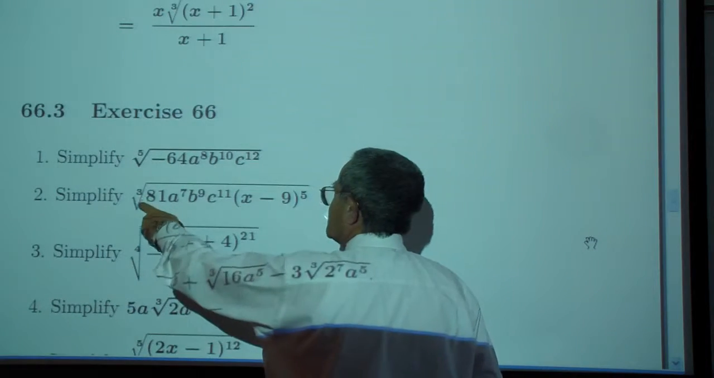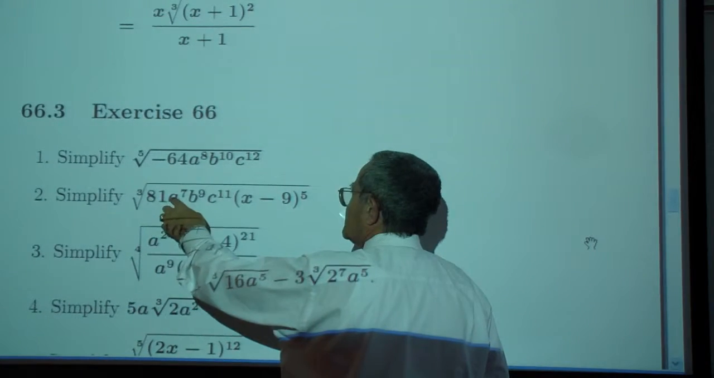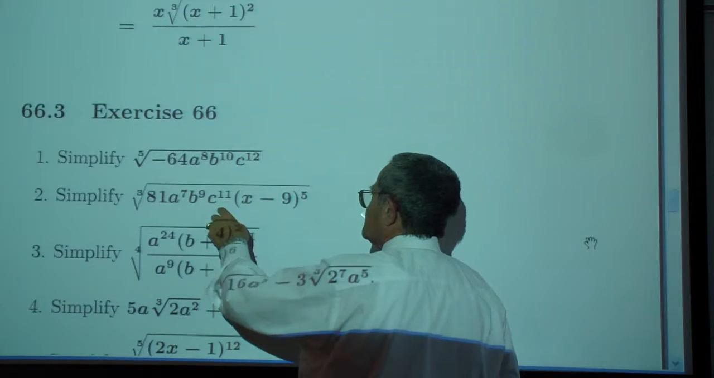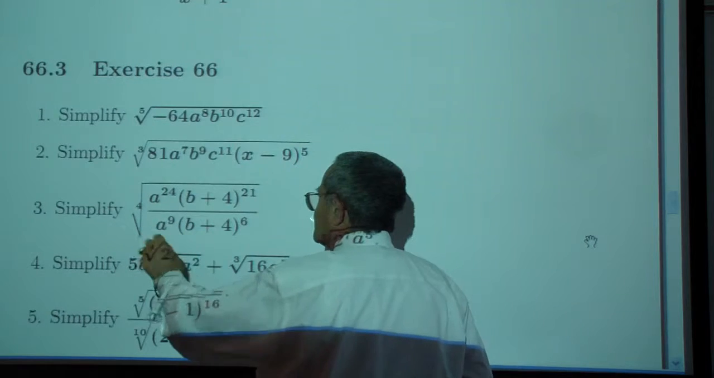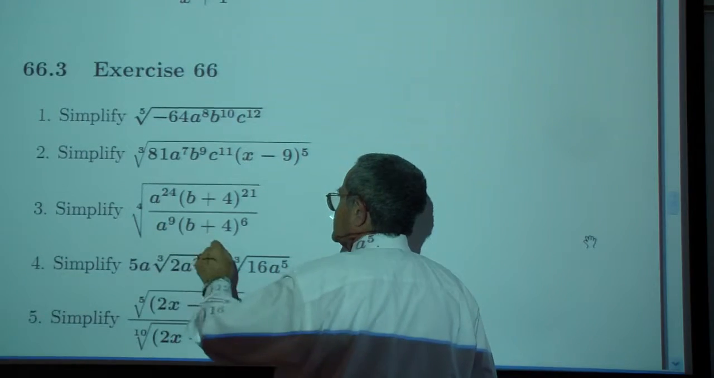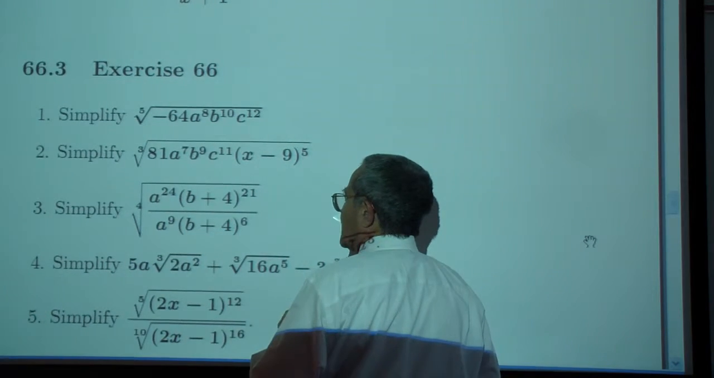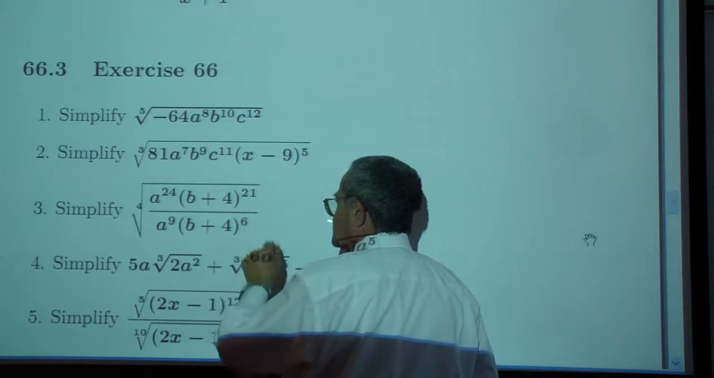Exercise 2. Take the cube root of 81 a to the 7, b to the 9, c to the 11, quantity to the 5. Take the fourth root of a to the 24, quantity to the 21, a to the 9, quantity to the 6.